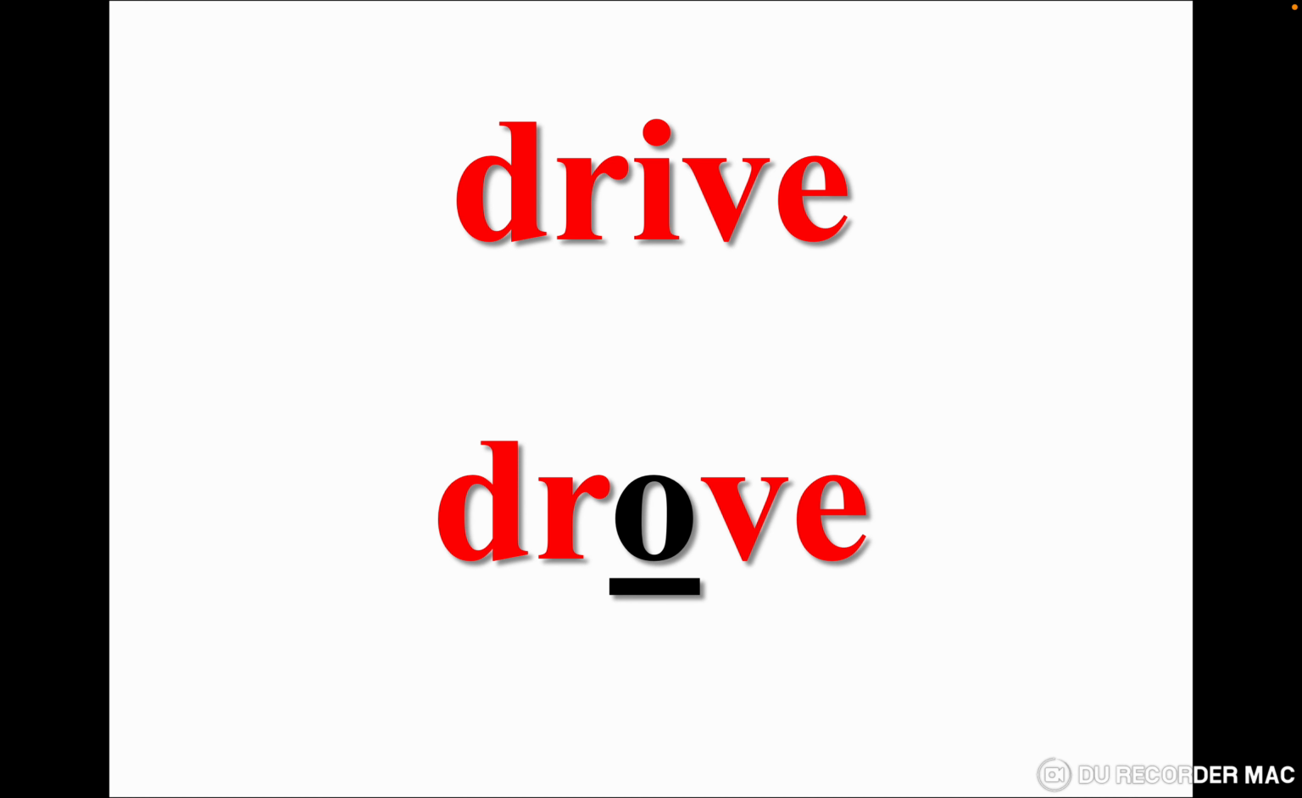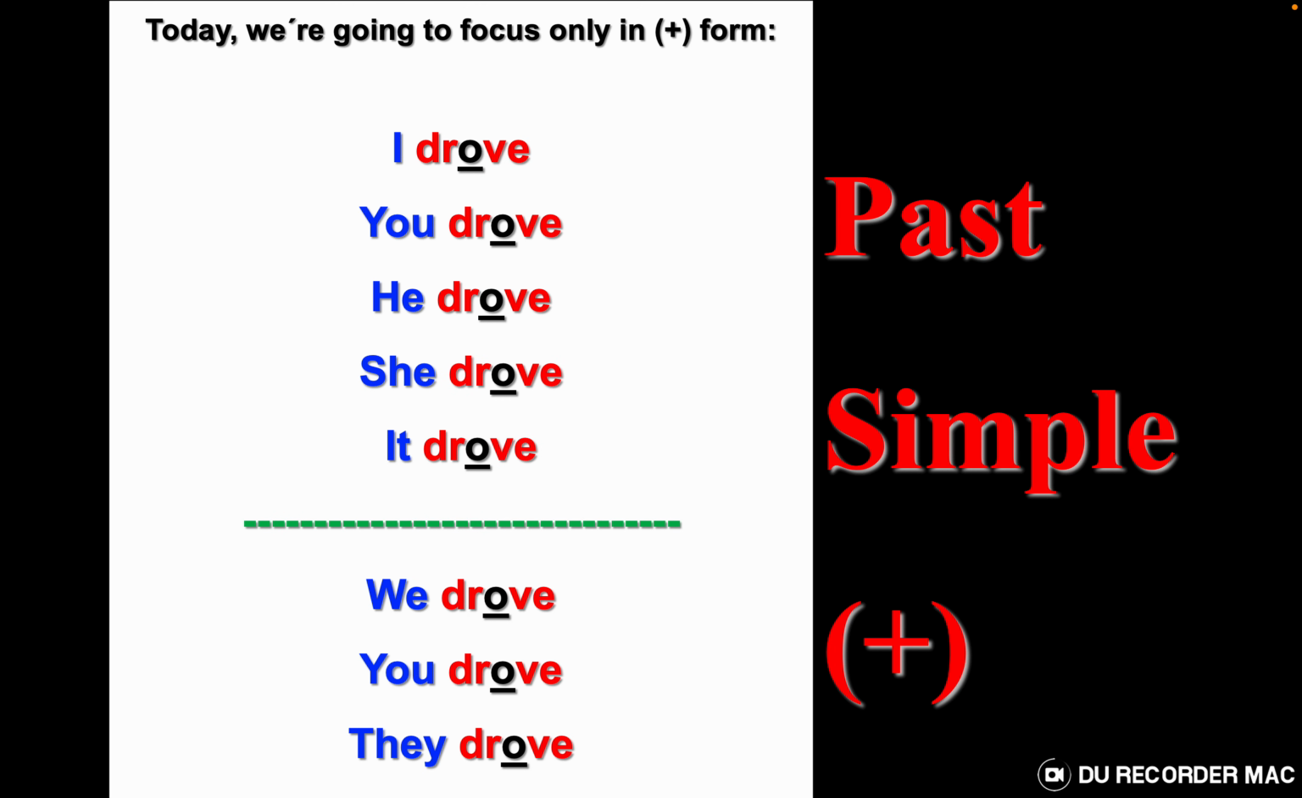Drive. In the present, to have the past, we need to change I to O. Drove. So I drive every day, but yesterday I drove. Let's say drove with all pronouns. I drove. You drove. He drove. She drove. It drove. We drove. You drove. They drove. Let's practice it more and let's continue.